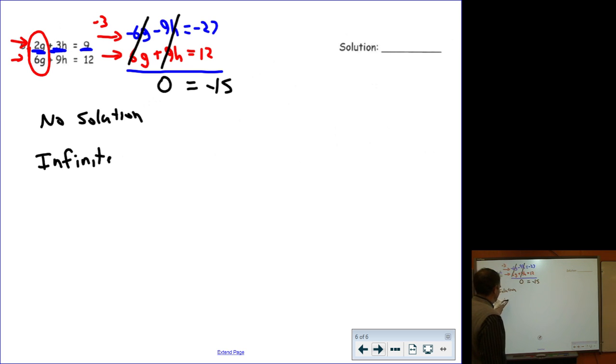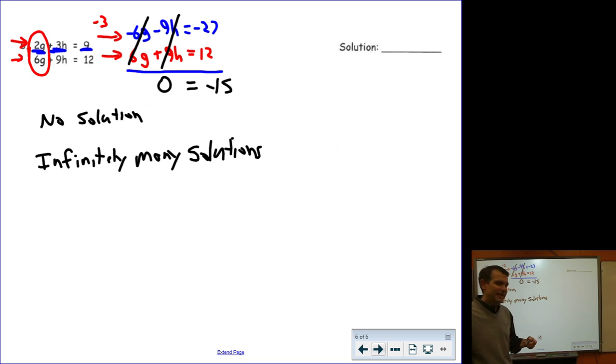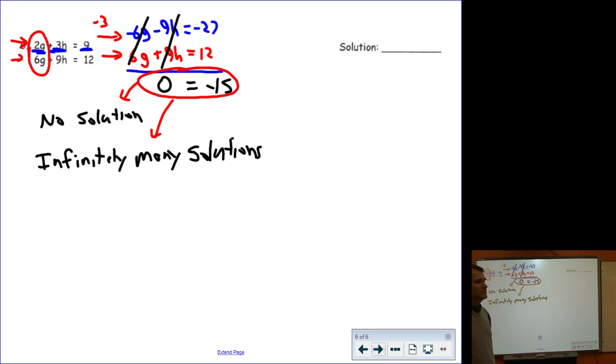or it tells me that there is infinitely many solutions because the variable's canceled out. The only question left is, how do I know which one? What does this tell me? Does this tell me that there's no solution, or does this tell me that there's infinitely many solutions?